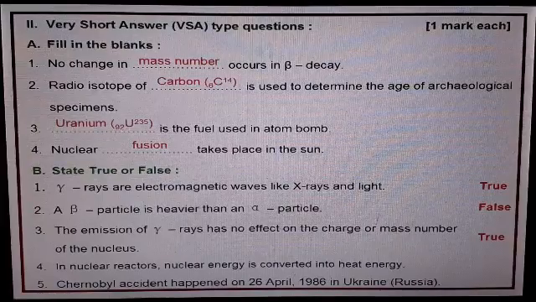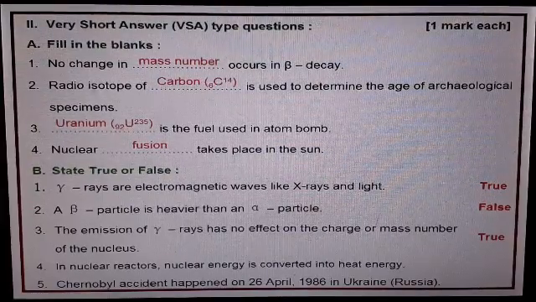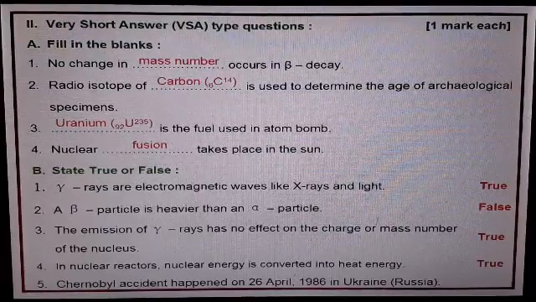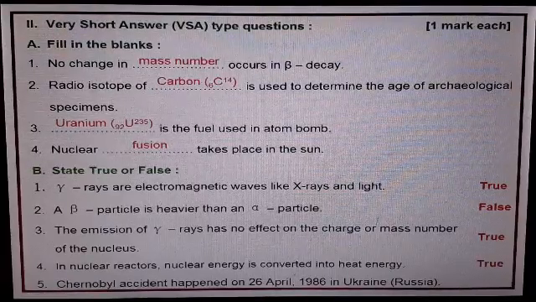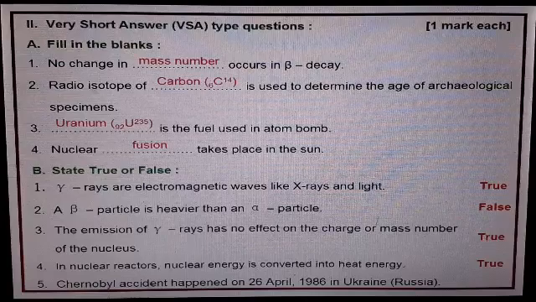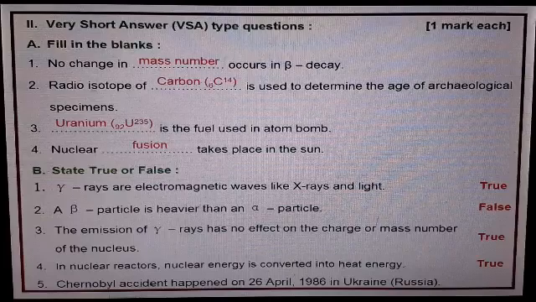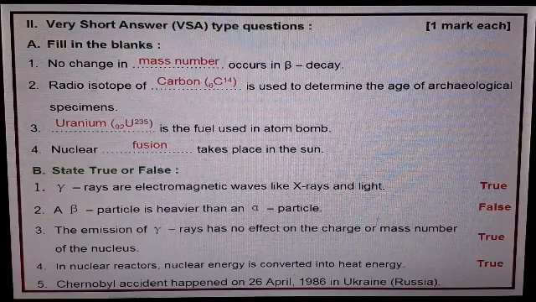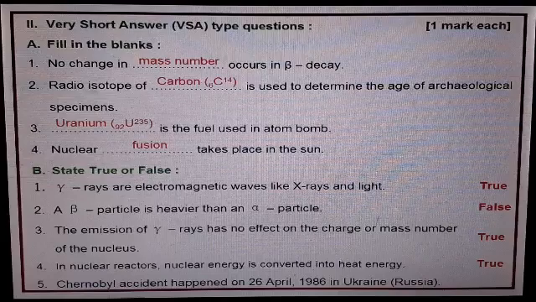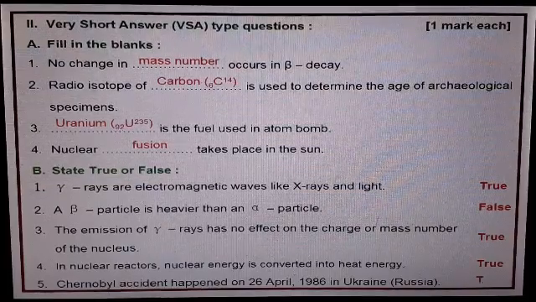In nuclear reactors, nuclear energy is converted to heat energy. This is actually true, because first the nuclear energy is converted to heat energy, the thermal energy, then followed by mechanical, and then finally it's electrical. So logically, in your book, the answer is given as false, but I think this answer should be true, because in the first level of conversion, nuclear energy is converted to heat energy. Number 5th, Chernobyl accident happened on 26th April 1986, Ukraine, Russia. It's true.